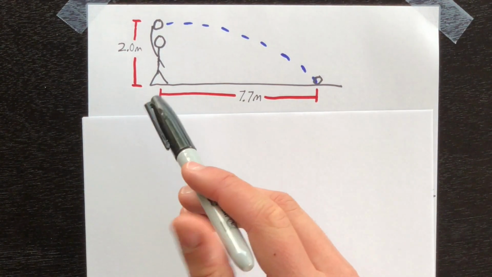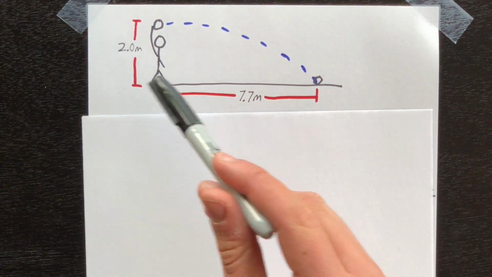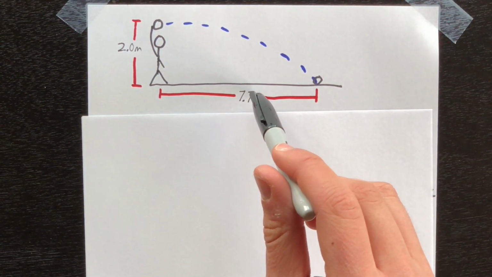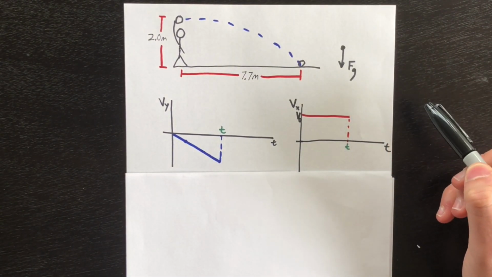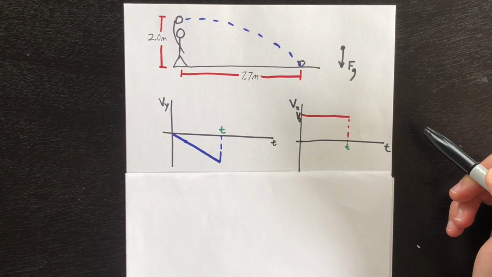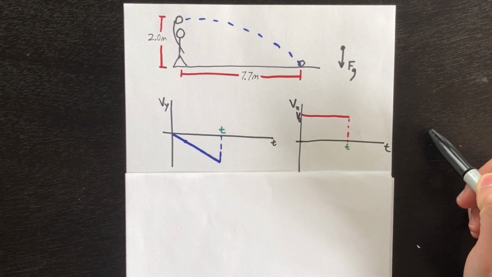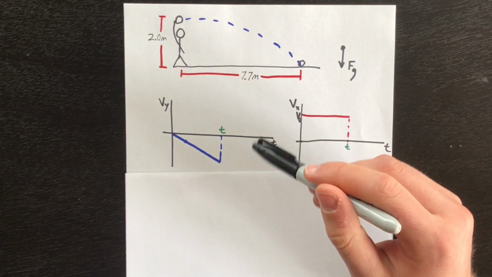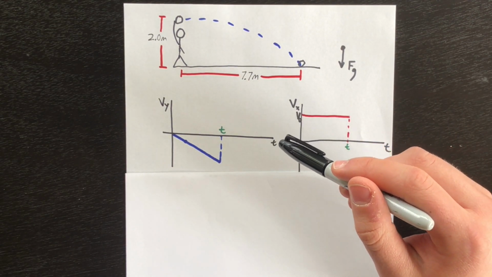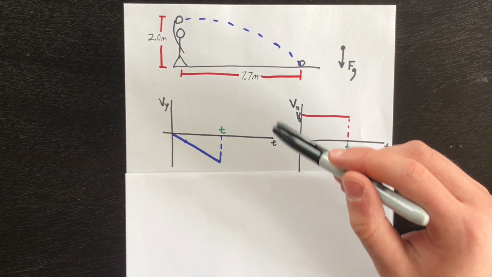We measured that I threw the ball from about a height of 2 meters and it traveled horizontally a distance of 7.7 meters. Now the next thing we need to think about is the fact that the vertical and horizontal components of the velocity are separate from each other. Now we can make graphs of each. The only force acting on the ball as it's moving is gravity, and gravity only affects the vertical component of the velocity.